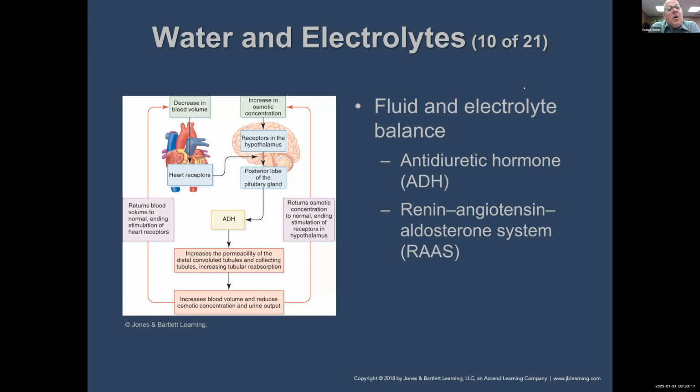So, we talk about fluid and electrolyte balance, and this diagram, basically, I'll talk about it. So let's look at the brain first. If you look at the image to the right, if we have an increase in osmotic concentration, that means that we have an increase in solutes, right? And so we need to maybe retain more water, or excrete more solute. So basically the receptors in the hypothalamus are going to sense that, okay?